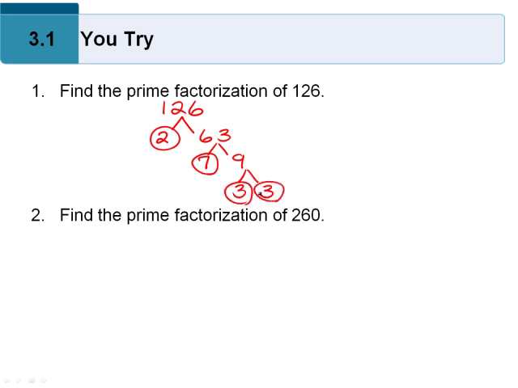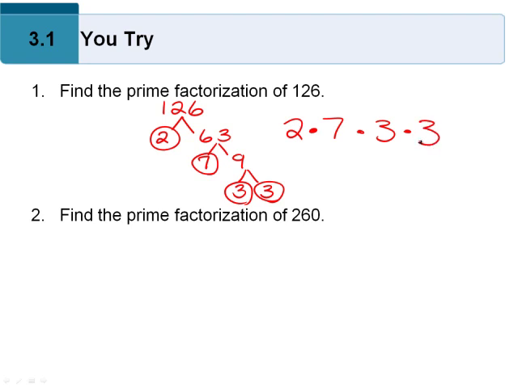So I just always try to think of multiplication facts that work, that to me is easier. But any way that you break it down, as long as it multiplies to the number above, any way you do it is fine. Okay? So we have 2 times 7 times 3 times 3 there.